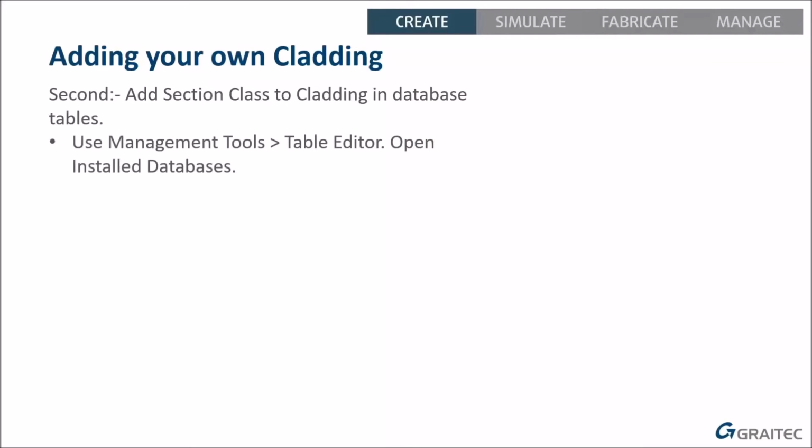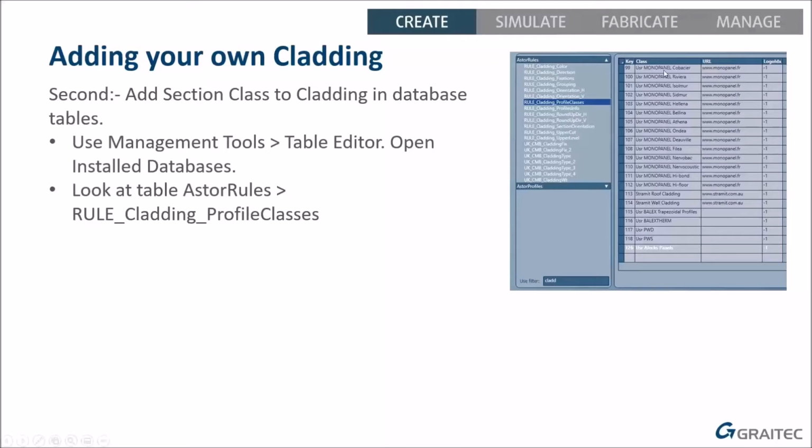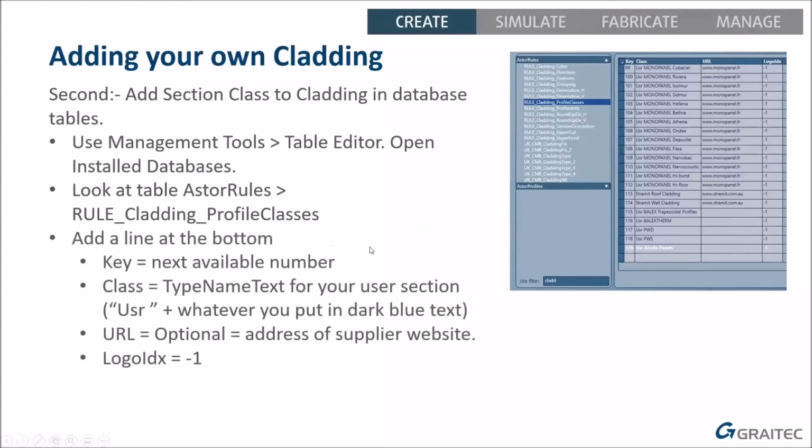You go to Management Tools and use the Table Editor function. And you click on the top left, Open Installed Databases. That'll bring up something like this. You find the table in Asta Rules called Rule Cladding Profile Classes. That's showing here. You go to the bottom and you add a new line for your section. And you've got 4 columns to think about. The first column is the key. That's just any number that's not already used, so the next available number.